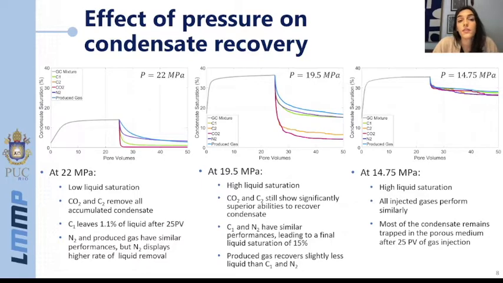So we can see that the pressure has a very important effect on the recovery of condensate. At high and intermediate pressures, we could recover most of the condensate depending on the injected gas, but at low pressures, none of the gases could mobilize the liquid.